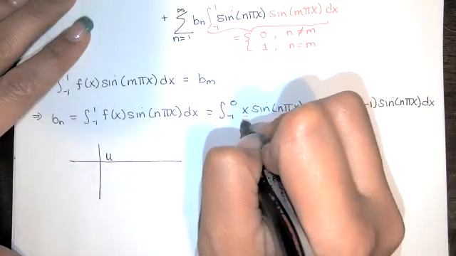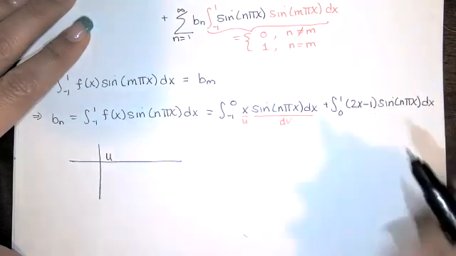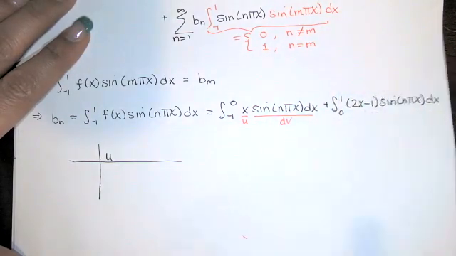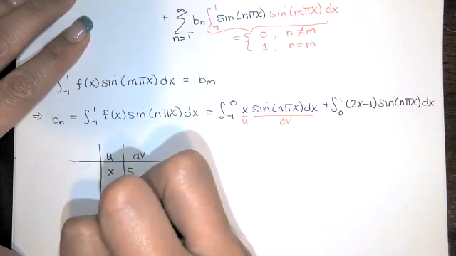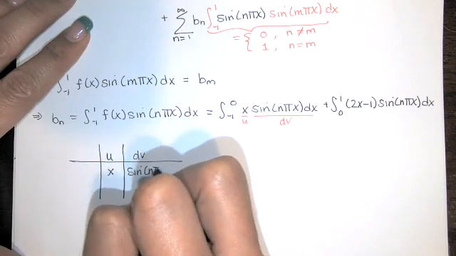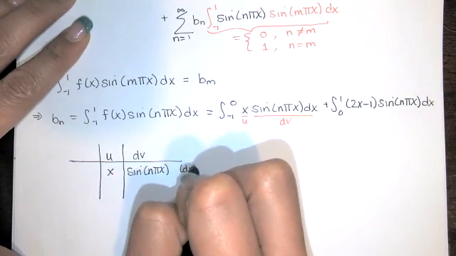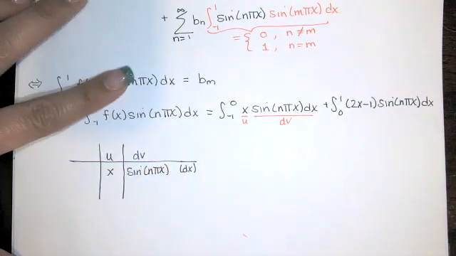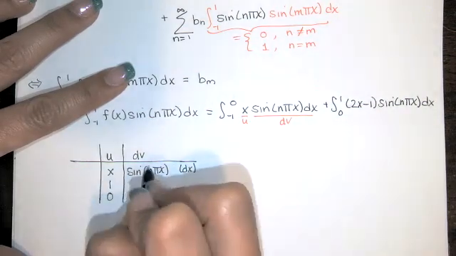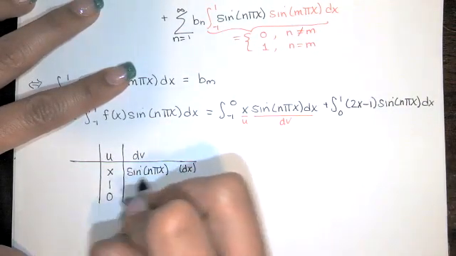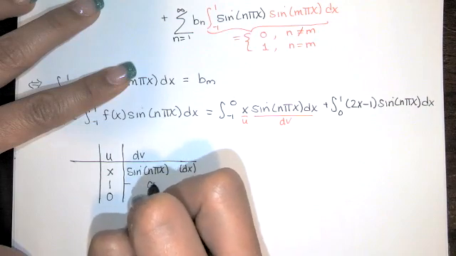Here, u is your polynomial, dv is everything else. So u is x. dv is sine of n pi x. We sort of leave the dx off to the right like this. You differentiate until you get 0. So you get a 1 and a 0 there. In this column, you anti-differentiate. The antiderivative of sine is negative cosine.